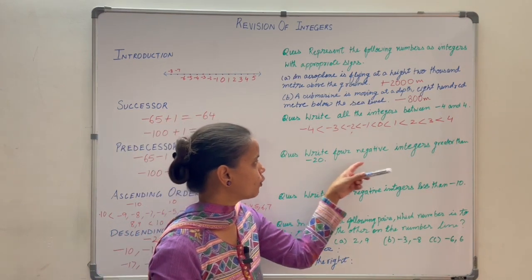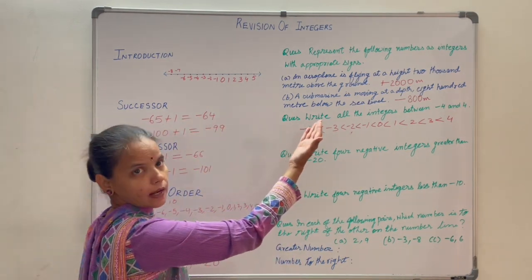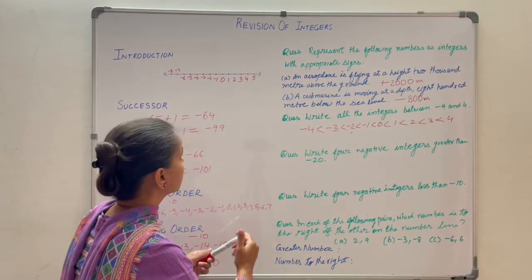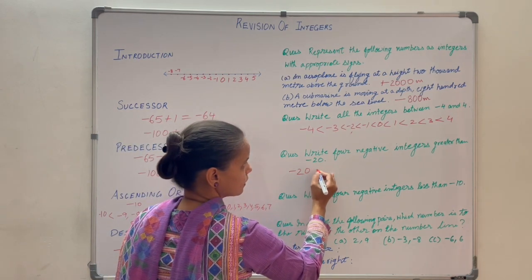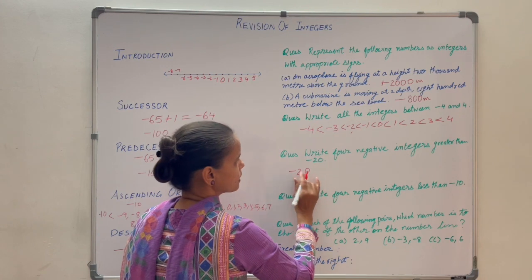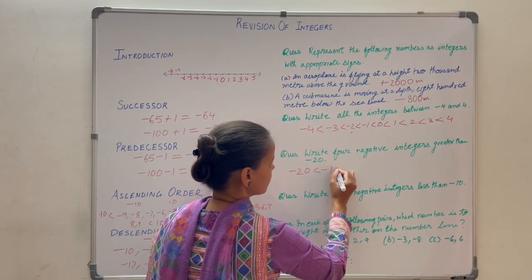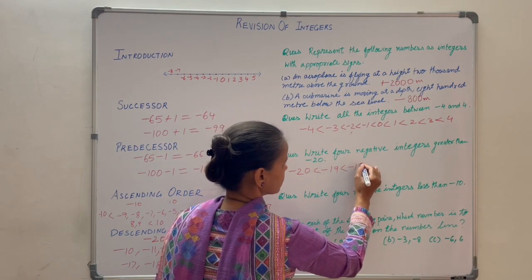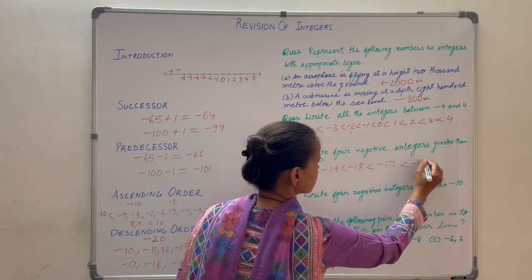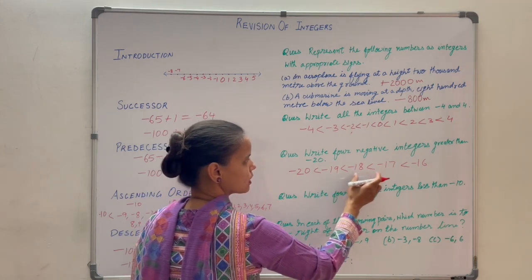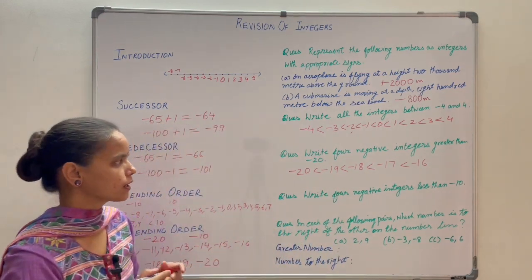Write 4 negative integers greater than minus 20. Greater than minus 20 means it will lie towards the right-hand side. You can see on the right-hand side how the numbers are arranged. So greater than minus 20 is minus 19, then minus 18, minus 17, minus 16. They ask for 4 integers, so minus 19, minus 18, minus 17, minus 16 are the 4 integers greater than minus 20.